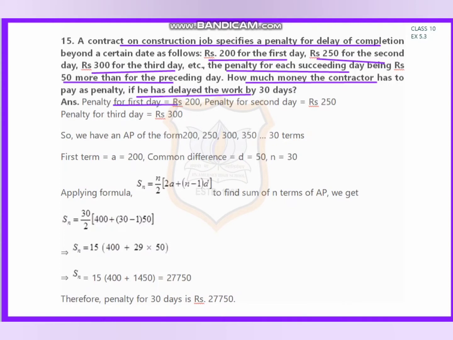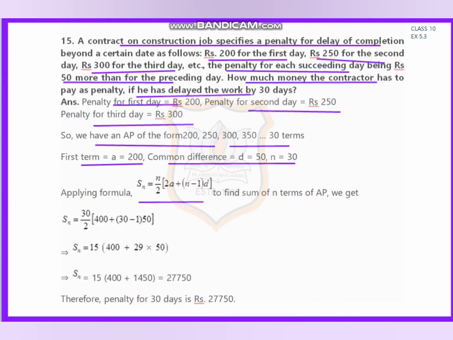Here for the first day it's 200 rupees, for the second day it's 250, and for the third day it's 300. So we have an AP in the form of 200, 250, 300, 350 up to 30 terms. Here the first term is 200, the common difference is 50, and n is 30. Here by using the formula of Sn we have to find the value of Sn. Here n is 30, so n by 2 is 30 by 2. Here a is 200, 2 into 200 equals 400, n is 30 and d is 50.